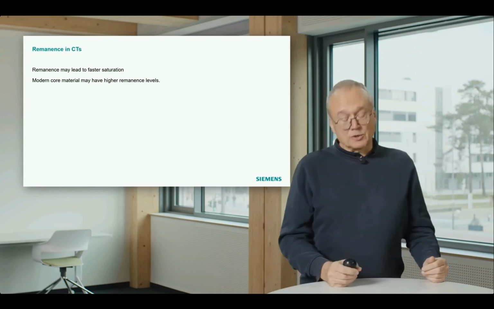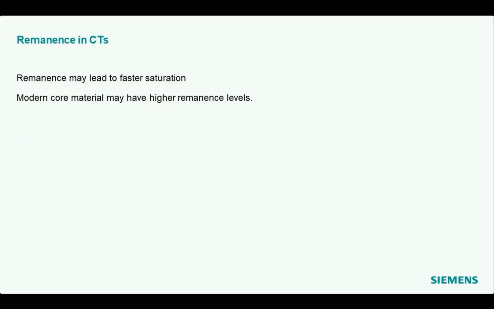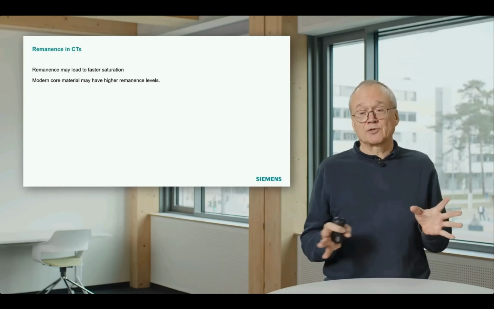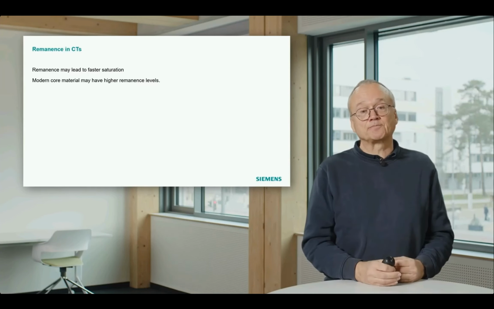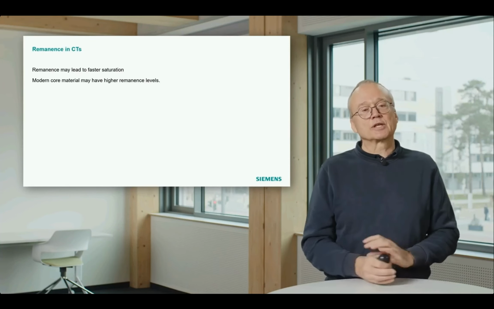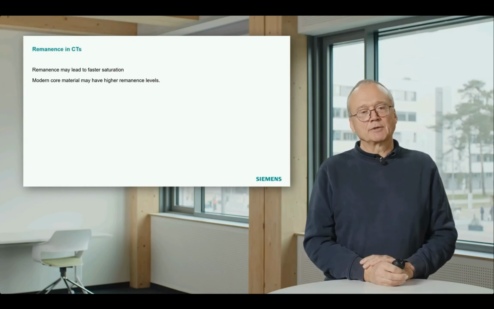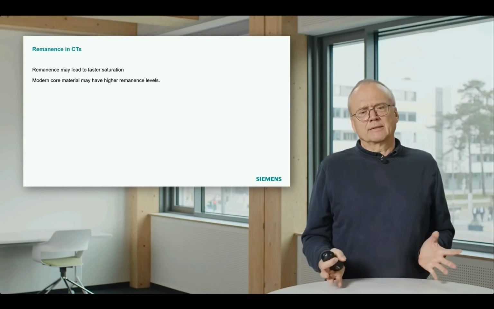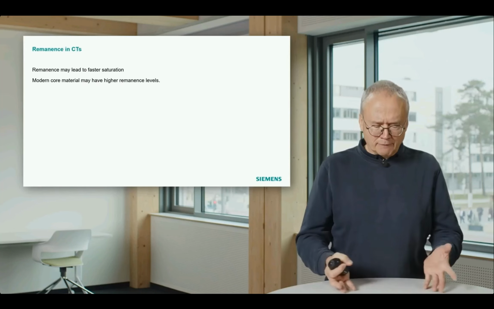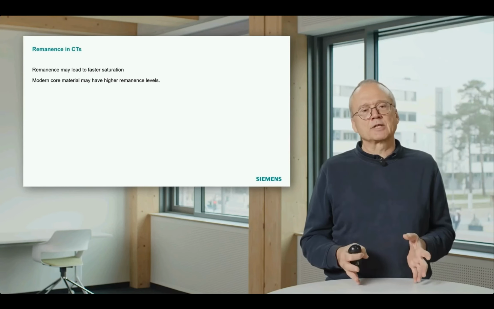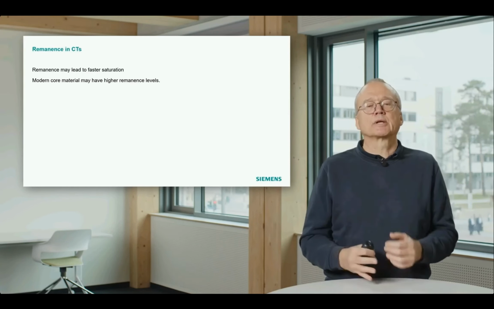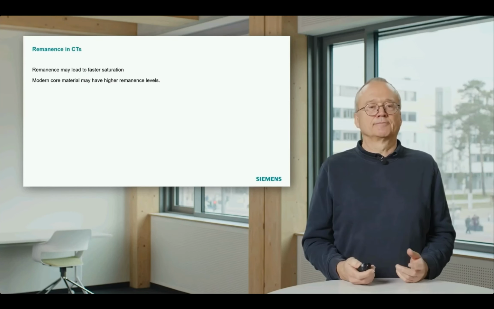What unfortunately also has been found out is that modern cores have typically higher remanence levels. So remember, this remanence level is not defined for many classes, so you don't find it in the data sheet. That is an investigation which has been done on the ISC level, and it comes from the manufacturers of CTs, of course, who had modern core material. They did some optimizations, and the result was that typically the remanence levels are higher.